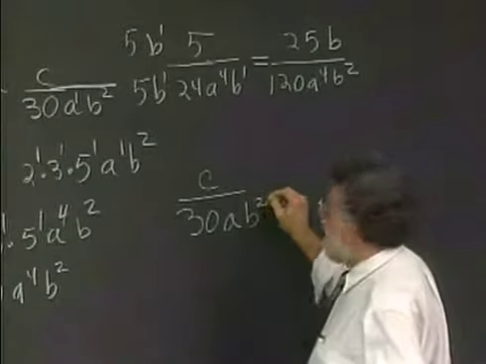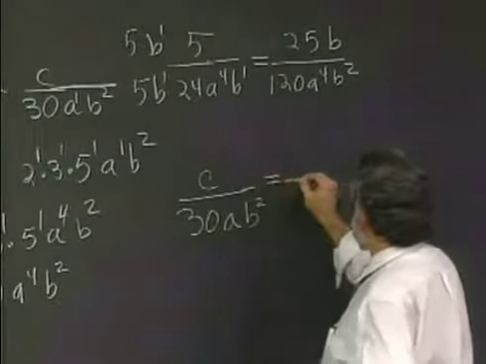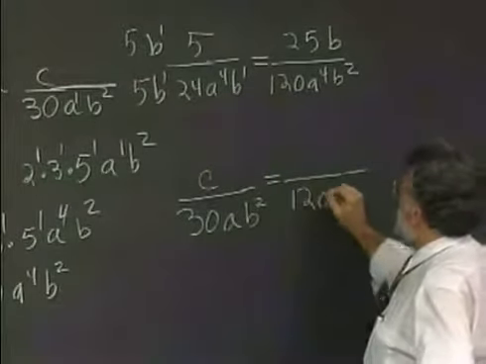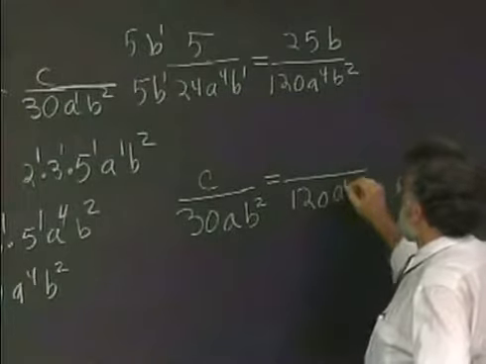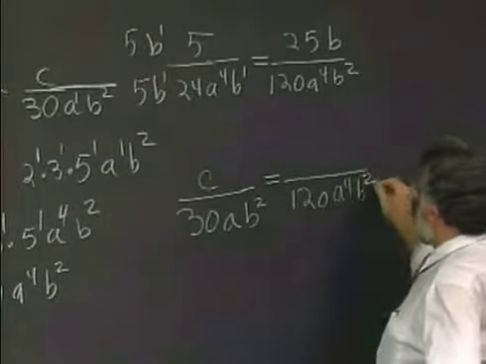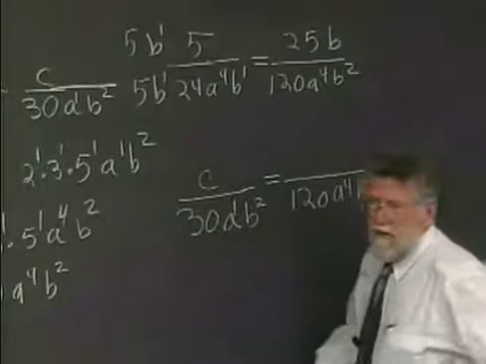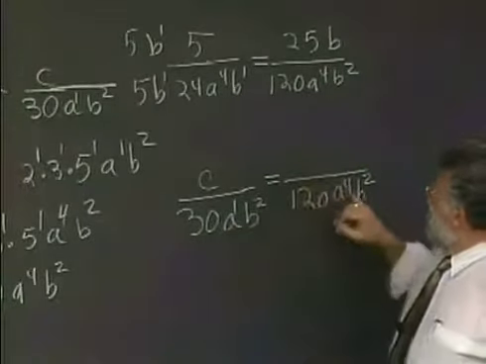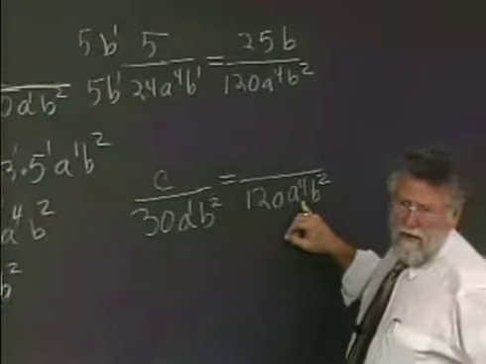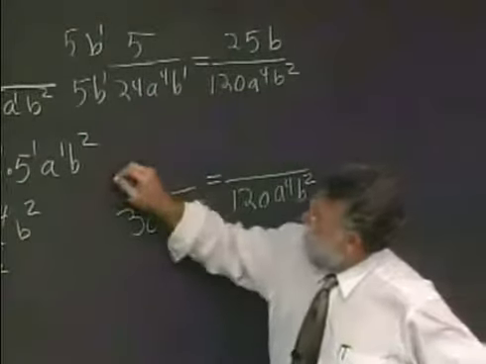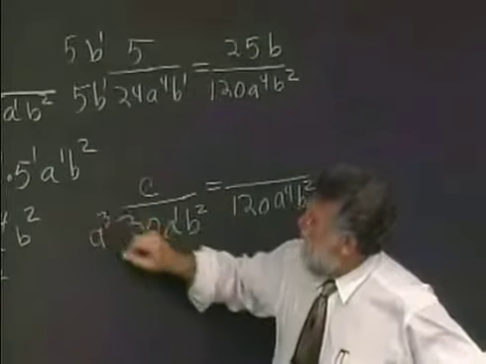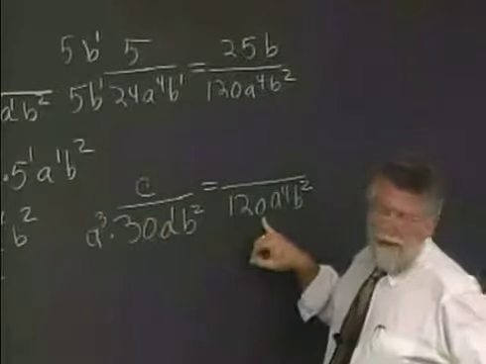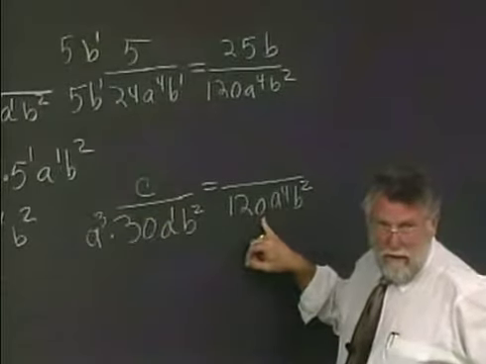sort of never being satisfied, and this is going to be something over 120 a to the fourth, b to the second. This is an a to the first. So what do I need to multiply times a to the first to get a to the fourth? A to the third is going to be multiplied. And how do I get from 30 to 120? A 4.